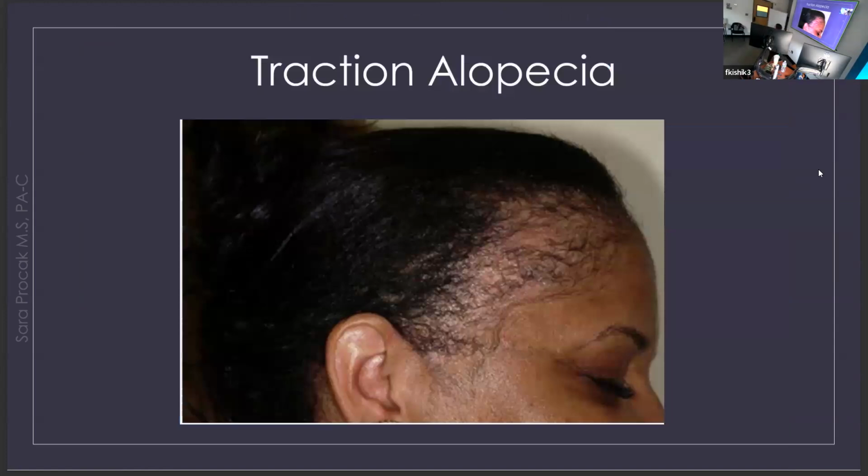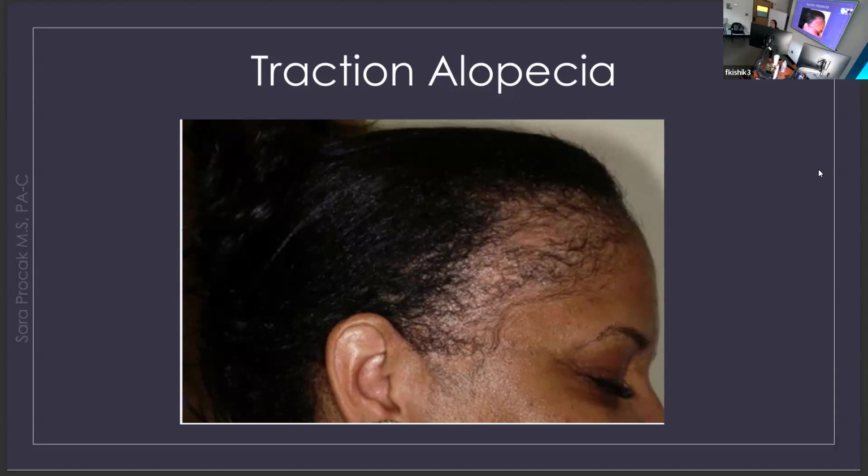Okay. Traction alopecia. So this is going to be hair loss because of traction on the scalp. This is going to be someone who wears their hair up, maybe in a tight ponytail or bun, or maybe they put braids in their hair that are pulling traction on those hair follicles. Or maybe they have hair extensions in that are weighing down on the hair. Or they have just very long hair that's heavy. That's going to pull traction.